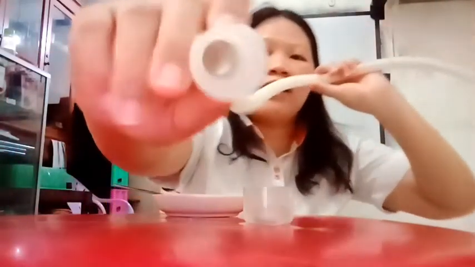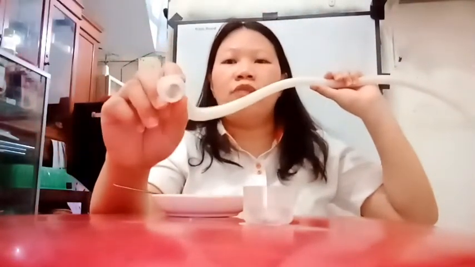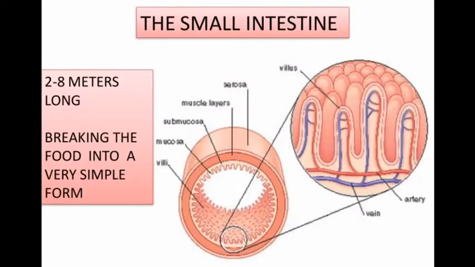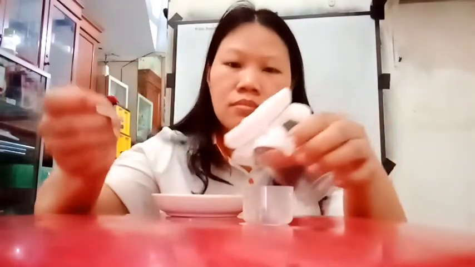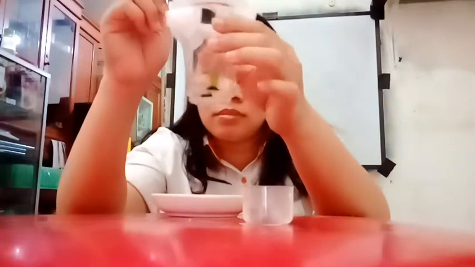Inside the small intestine, the wall of the small intestine has villi. The villi will filter the food. At the villi, the food absorption mostly happens.